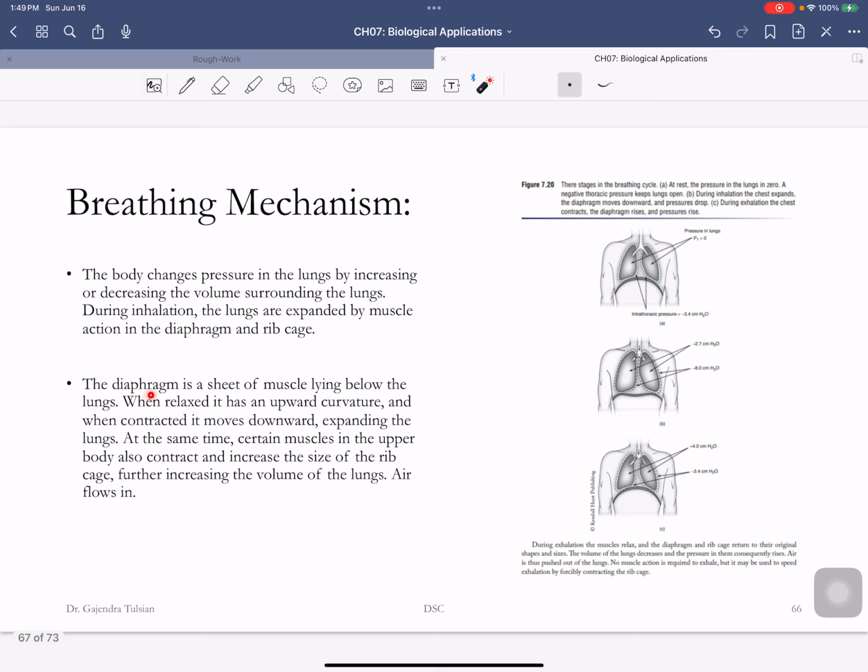So the diaphragm is a sheet of muscle lying below the lungs. When relaxed, it has an upward curvature. So this is a relaxed diaphragm. And when the diaphragm contracts, this is its configuration. It moves downward, expanding the lungs. At the same time, certain muscles in the upper body also contract and increase the size of the rib cage, further increasing the volume of the lungs. Again, your goal is to reduce the intrathoracic pressure from minus 3.4 to minus 8 centimeters of water.